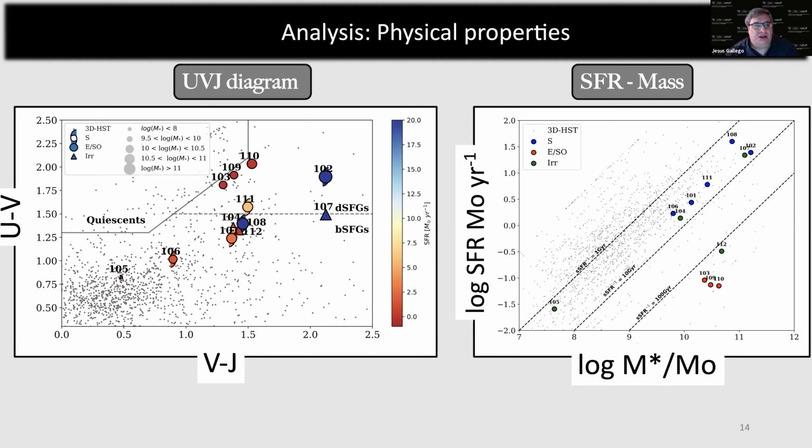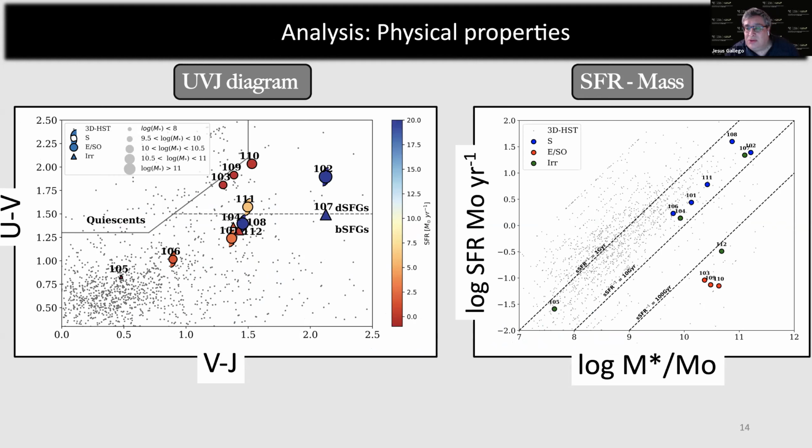On the left, we can see the UVJ diagram from Williams et al. 2009, and most of the galaxies are qualified as star-forming galaxies, as expected. And on the right, you see the main sequence of the star-forming galaxies. I would like to focus my attention on one specific target.